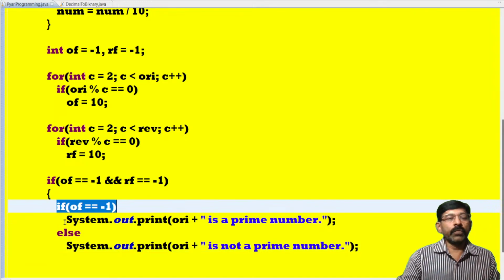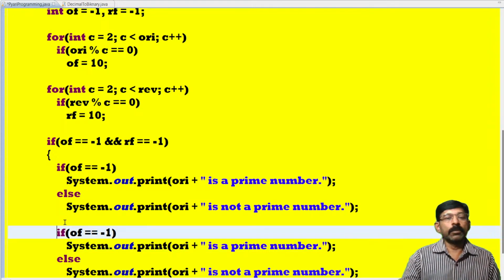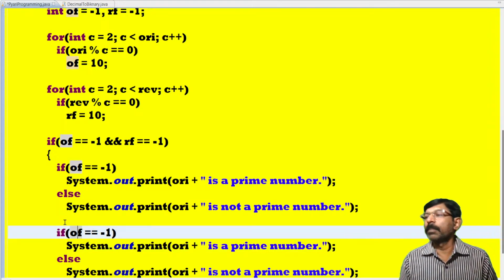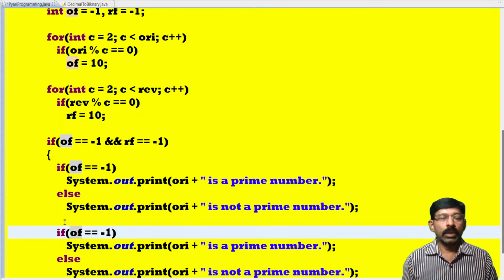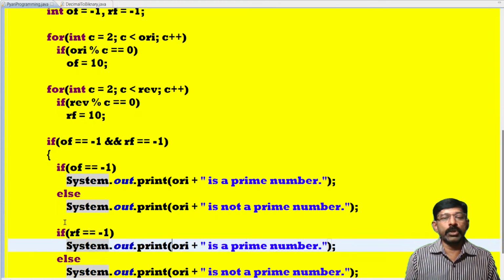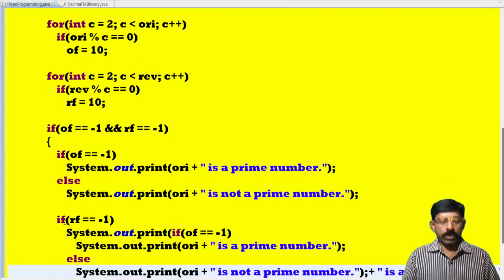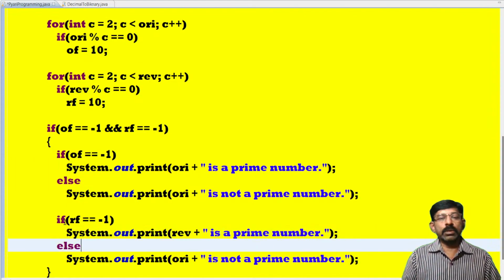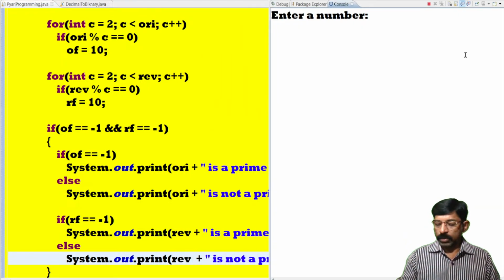Like this, if I put a condition over here, again I am repeating, this is not a part of your program. I am just showing you how exactly you will come to know which one is prime and which one is not. Don't write like this in your examination. This is REV, whether the reverse is prime or not. I am saying 123.